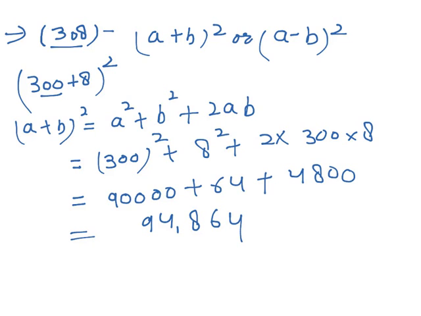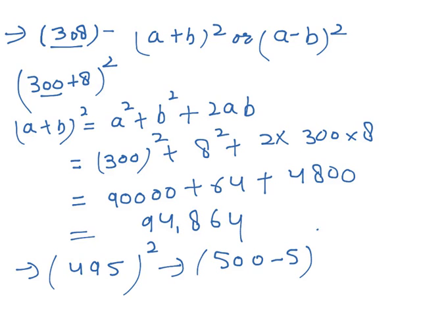Similarly, if we have a number something like 495, instead of writing 400 plus 95, it is much easier to write it like 500 minus 5. So in that case, we can use the formula (a minus b) whole square.